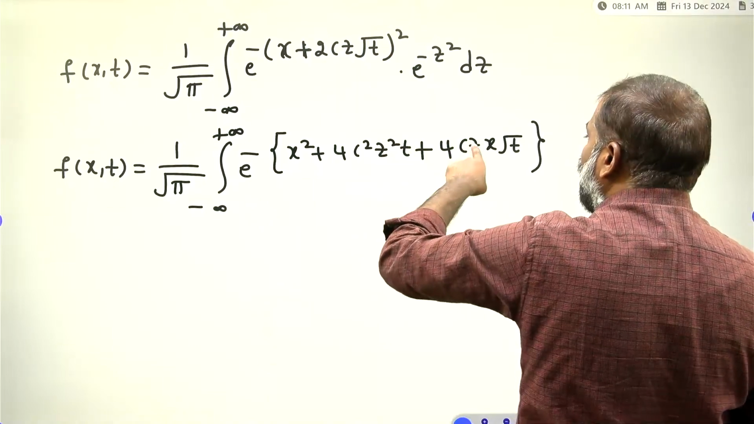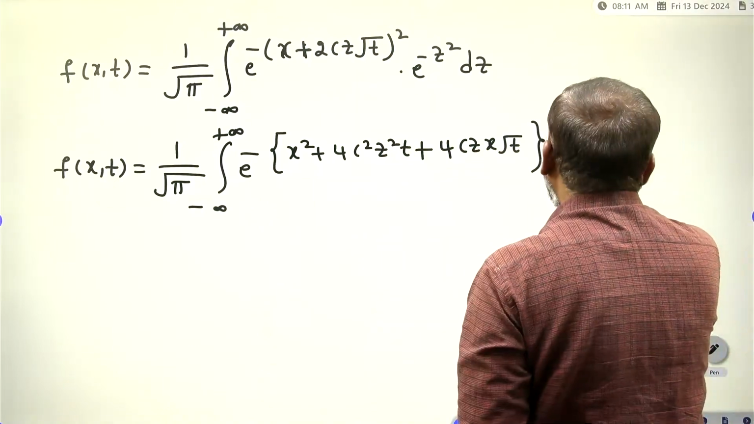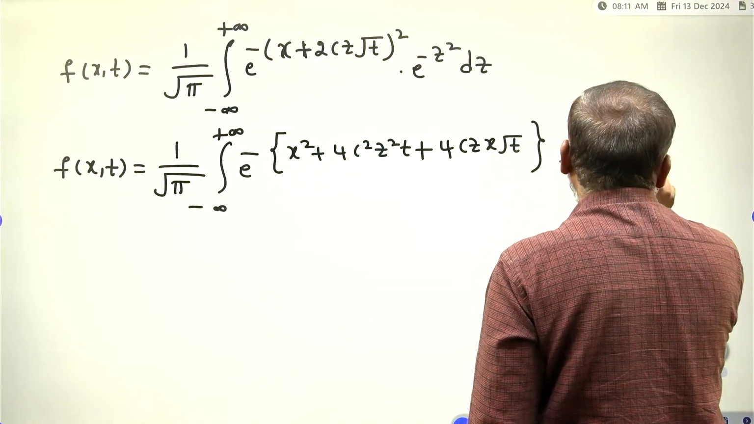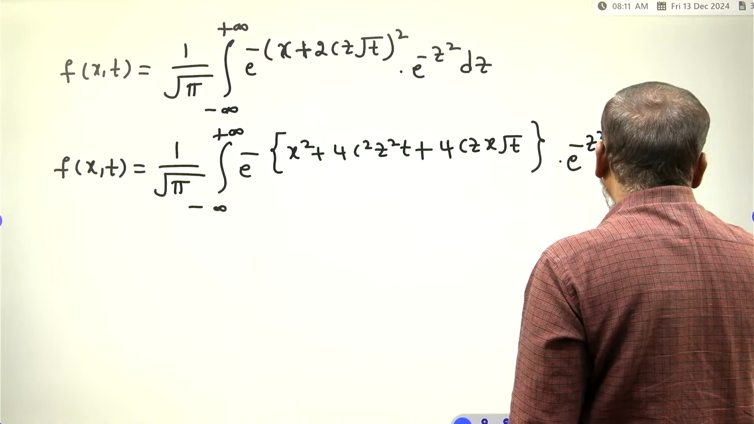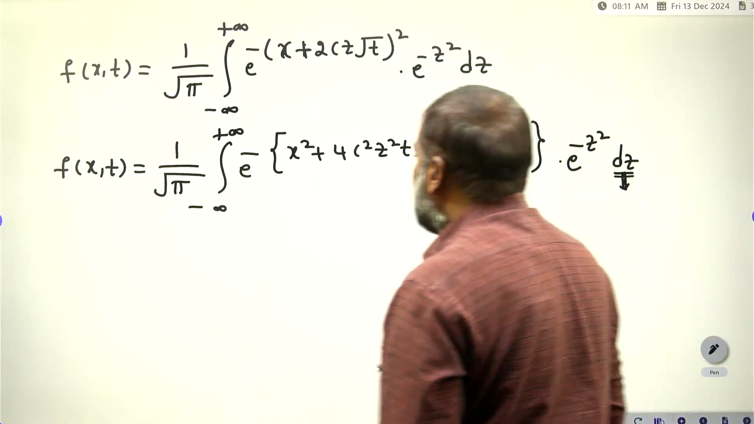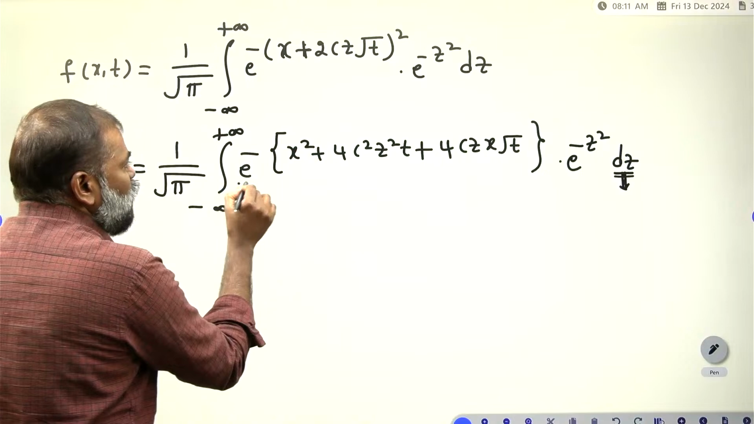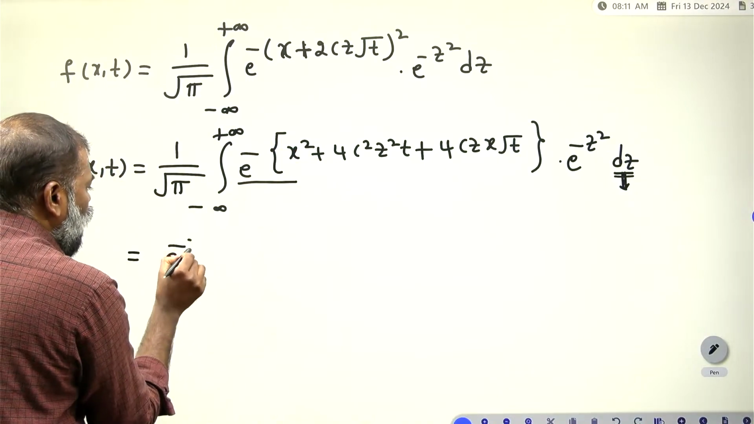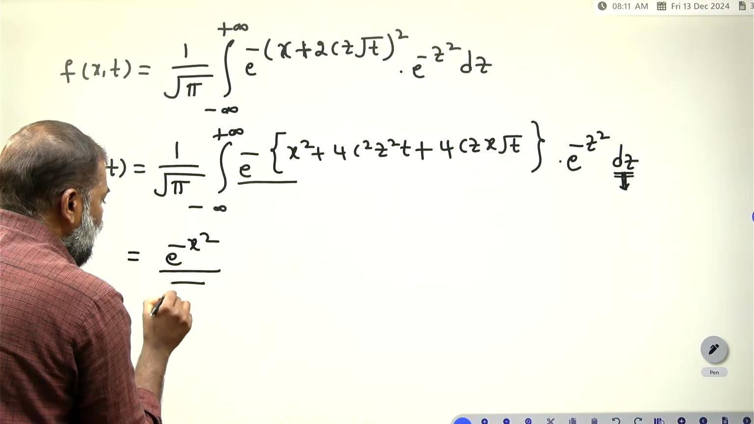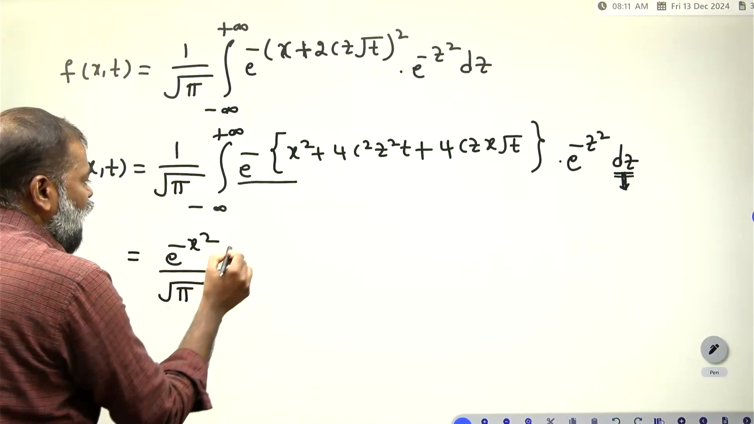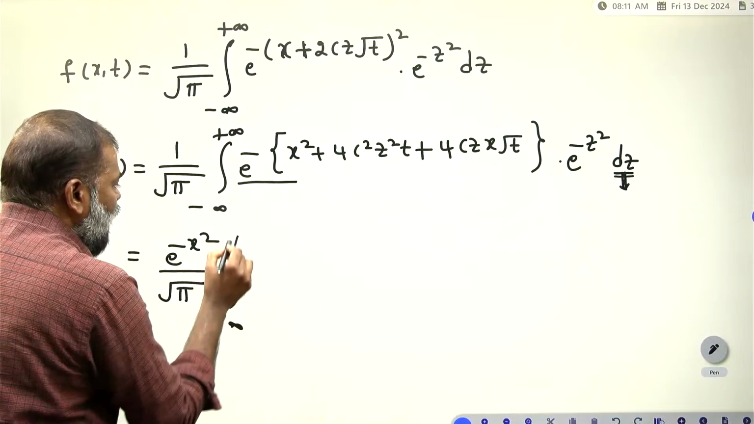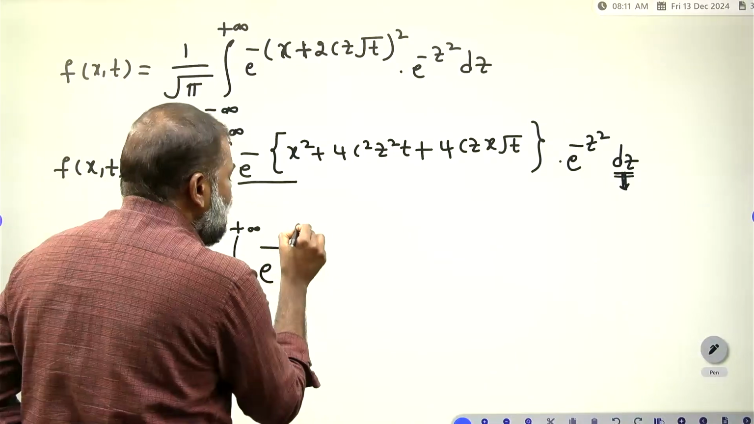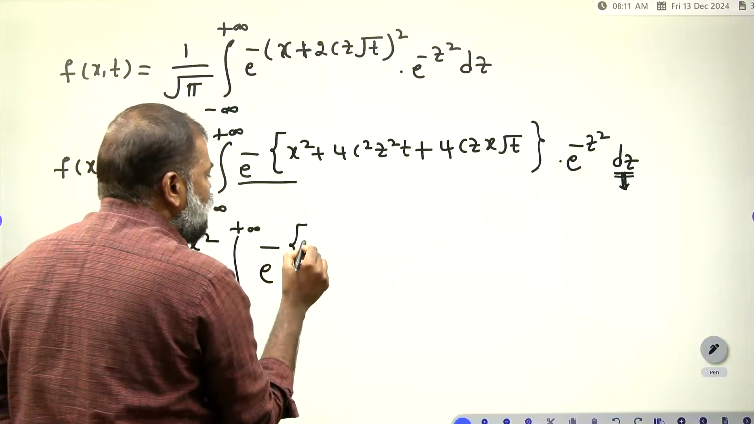So again, 4cxz into root t into e to the power of minus z square into dz. Which one is a variable? dz is a variable. So that's why you have to bring e to the power of minus x square outside, without z. That is the value you have to bring outside: e to the power of minus x square by root 5, integral minus infinity to plus infinity, e to the power of minus. So the z square you have to bring into this side.